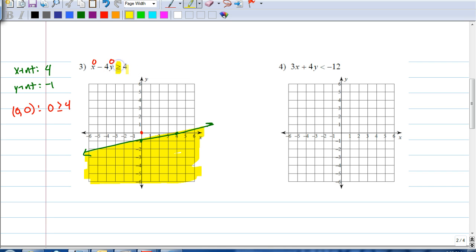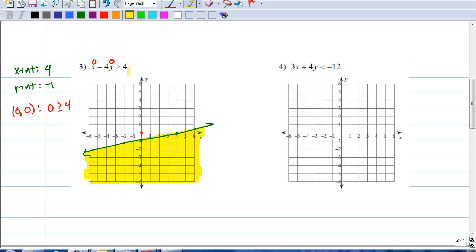Well, notice how this said greater than or equal to, and we're shading below the line. So that's, again, to emphasize the point that we can't use that trick. We have to pick a point not on the line in order to see where we shade when we have something in standard form like this.